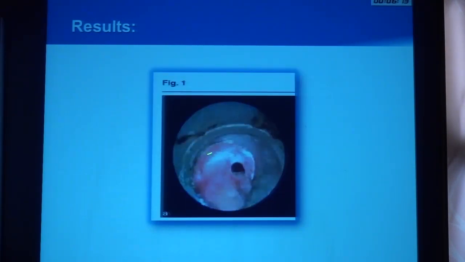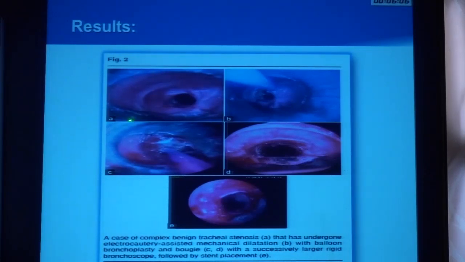This is an actual case of web-like stenosis before we do interventional bronchoscopy. This is a case of complex stenosis. As we can see, different levels. We do electrocautery, balloon dilatation, bougiaging with the rigid bronchoscope, and finally stent application.